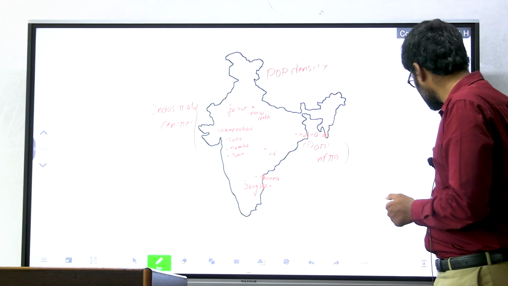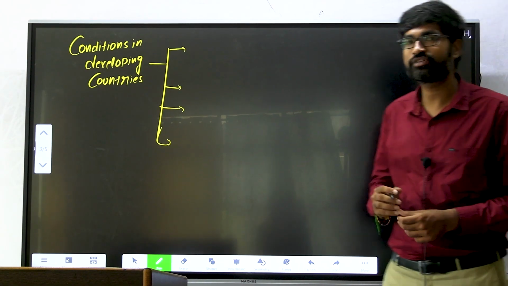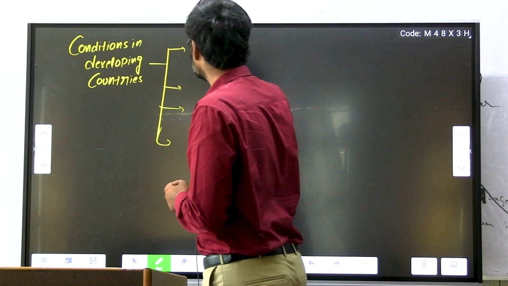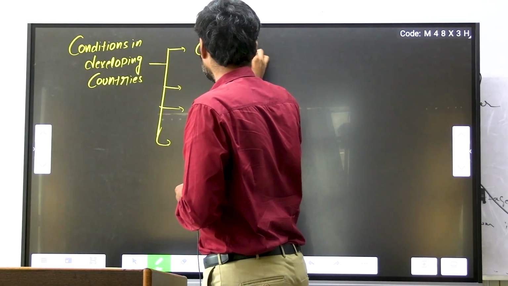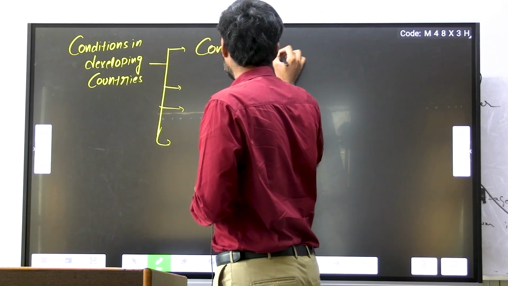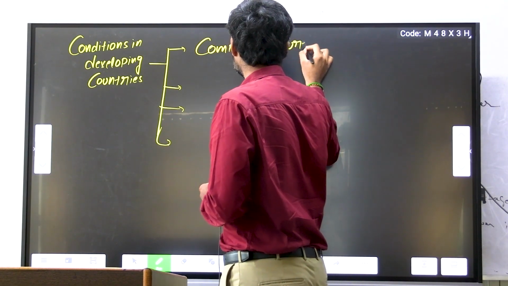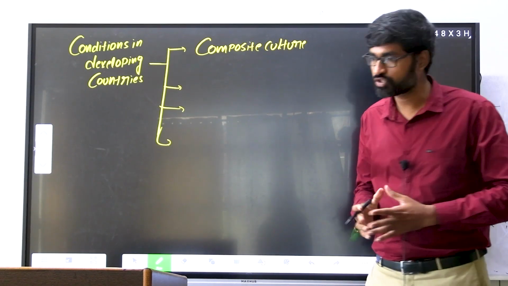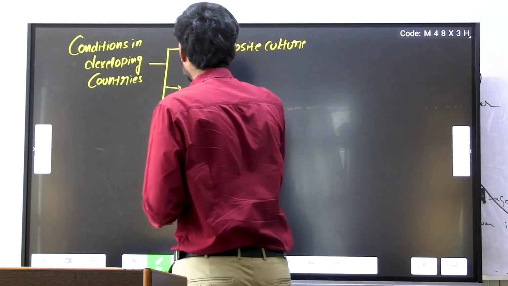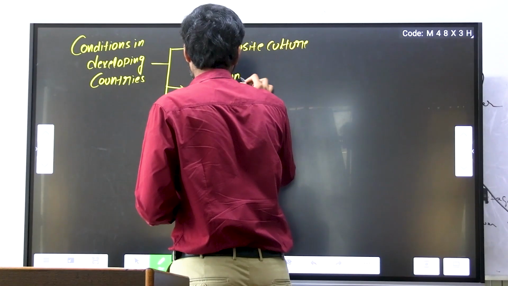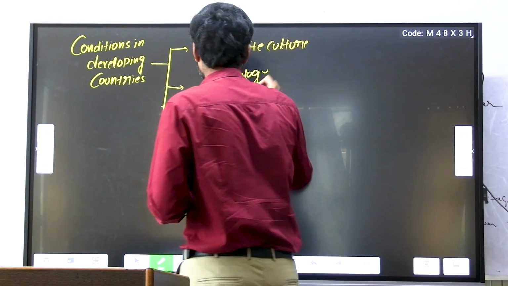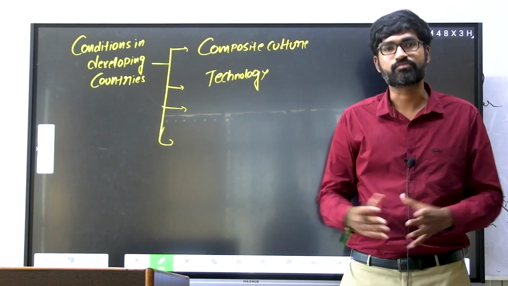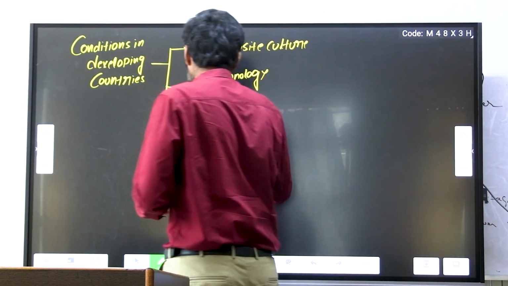Now you can start the introduction by mentioning the conditions of the developing countries. What are the conditions of the developing countries? So here there is composite culture, where people belonging to different religions, different castes stay together. That's why we say composite culture. Then here there is technology which doesn't have any barriers, which can change with the changing times. Then here there are changing social norms.